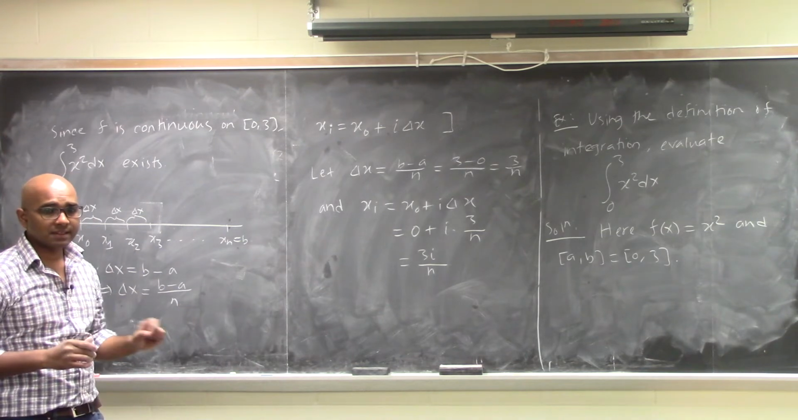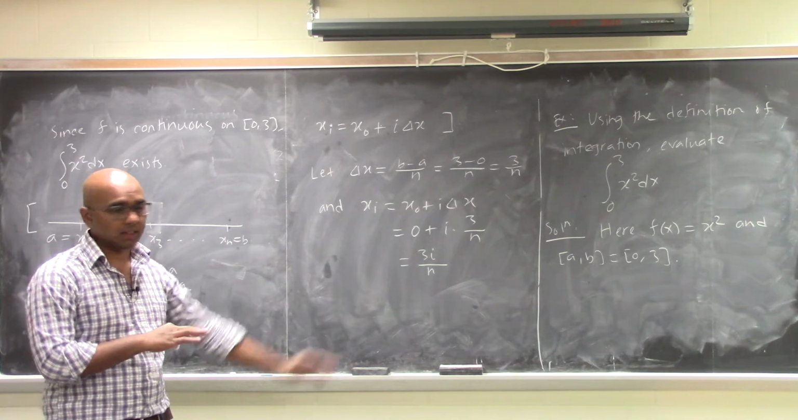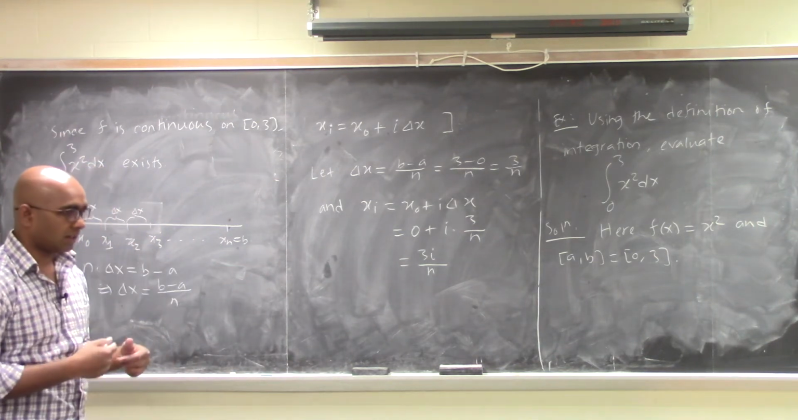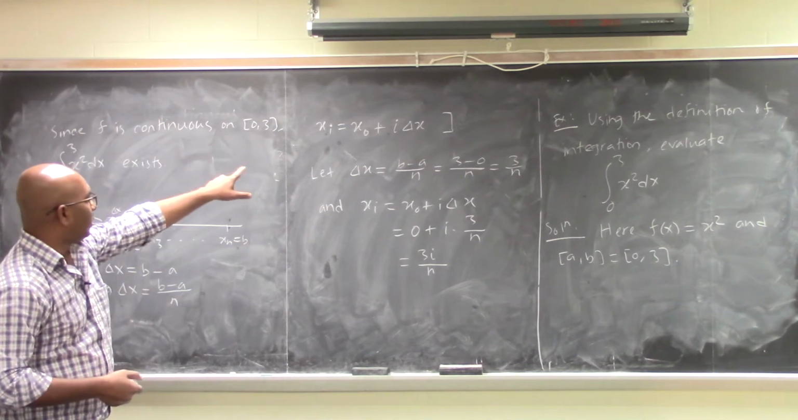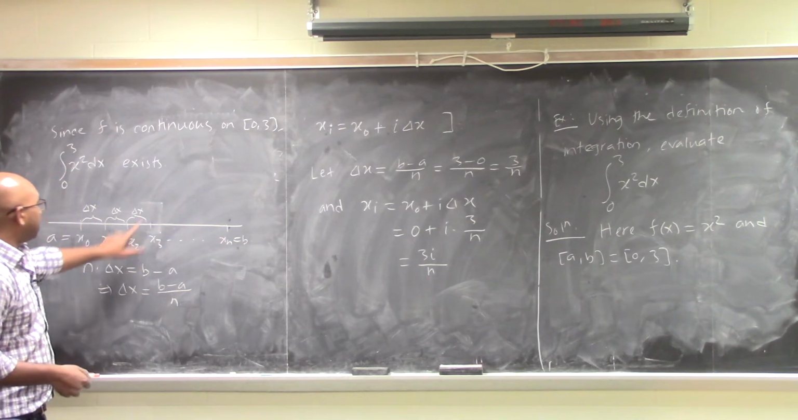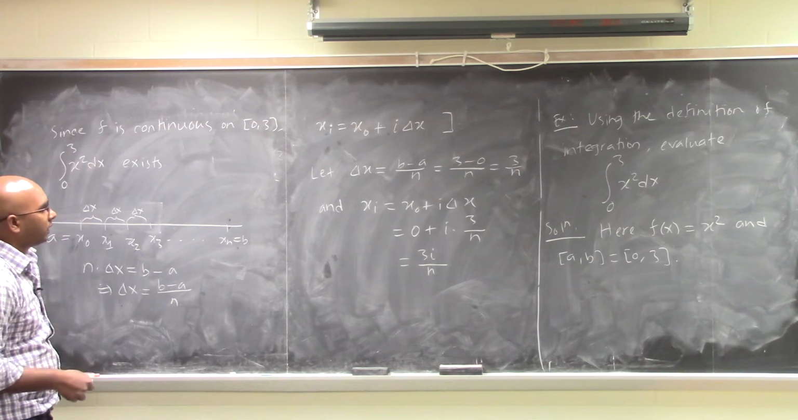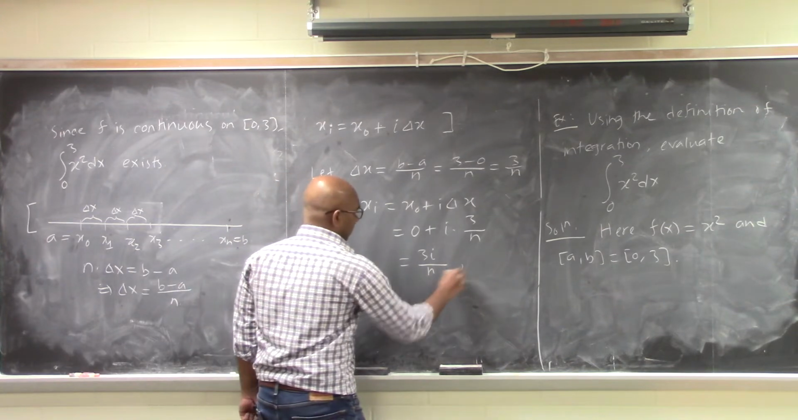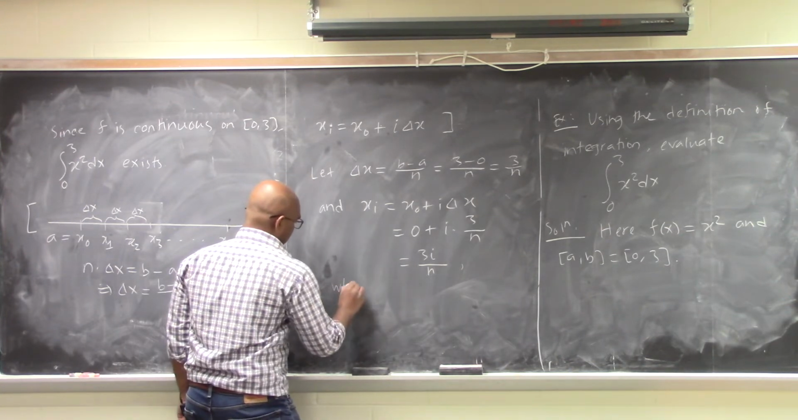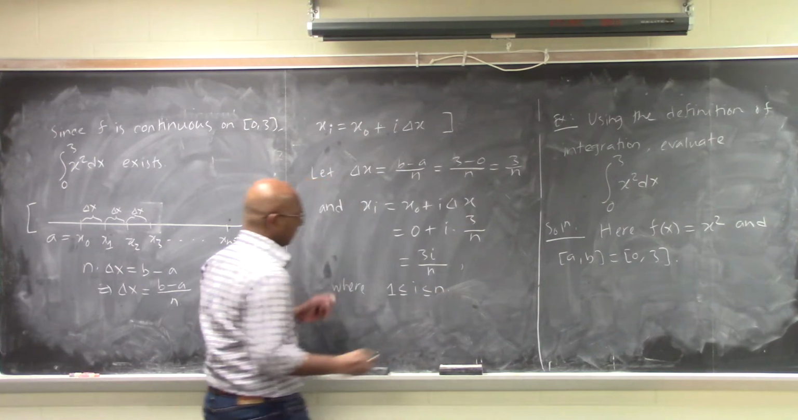Notice this i is not the unit of complex numbers i. That's a completely different thing. This i is just to keep track of those points. So this i represents 1, 2, 3 up to n. Okay. All right. So this is x sub i. Let me just write that where i is between 1 up to n. Okay.